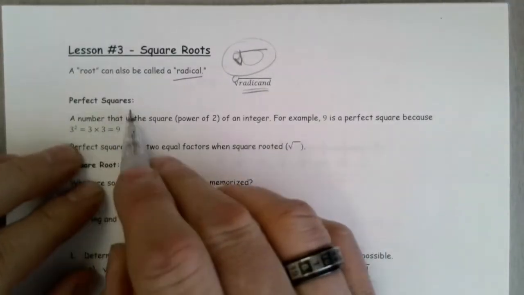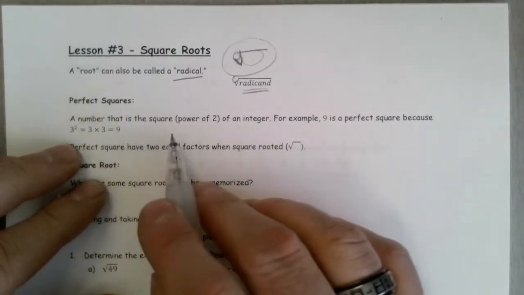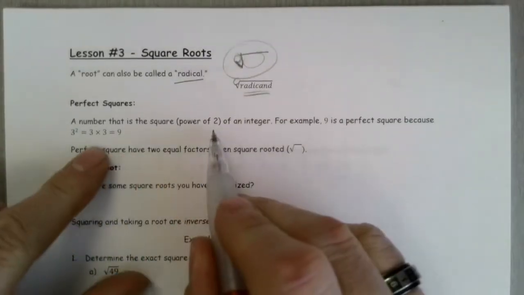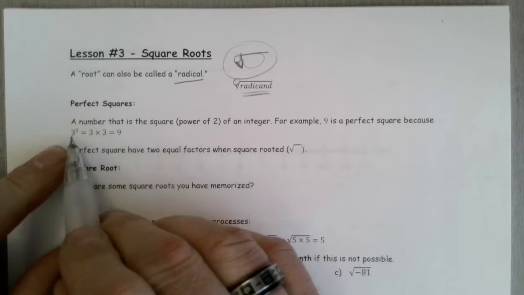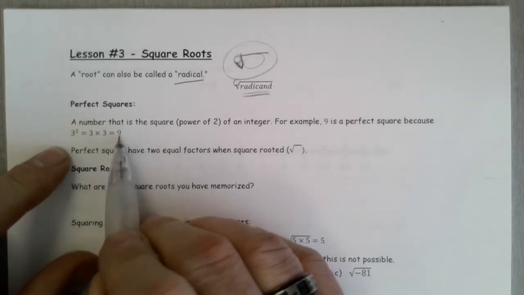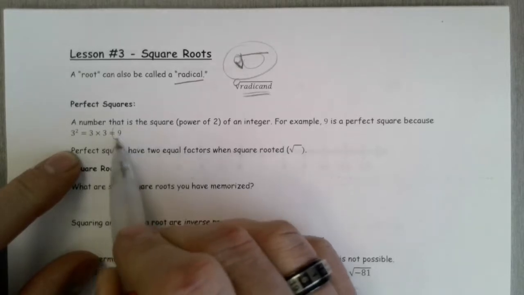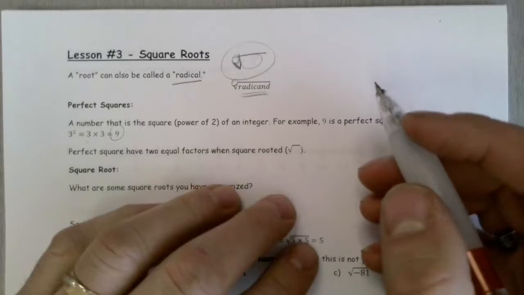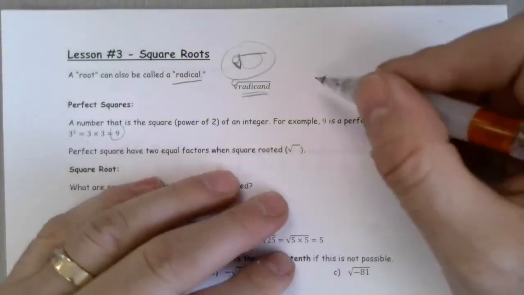Now, perfect squares are numbers that are the square of another number. Okay, so if we take it to the power of 2, here's a good example: 3 squared, which really means 3 times 3, is going to be 9. Okay, so 9 is a perfect square. Now, we can be even a little bit clearer than that. Let me show you kind of what this means here.